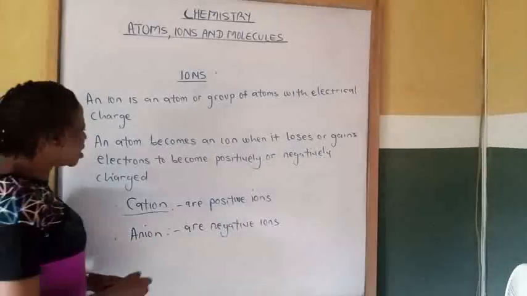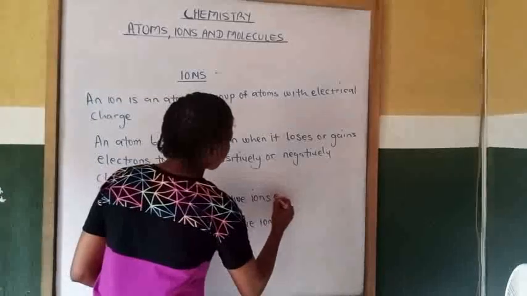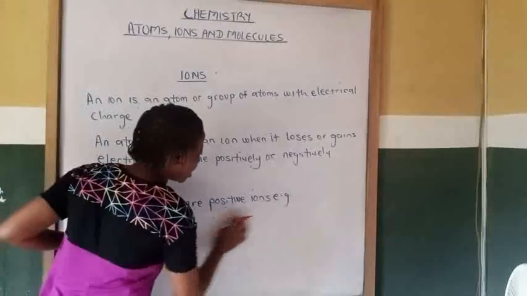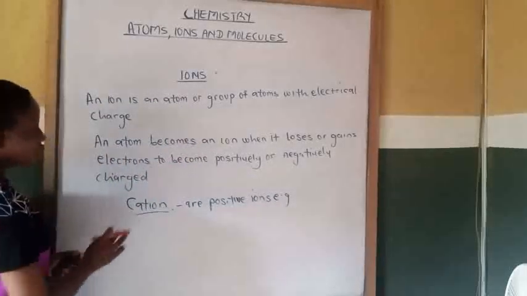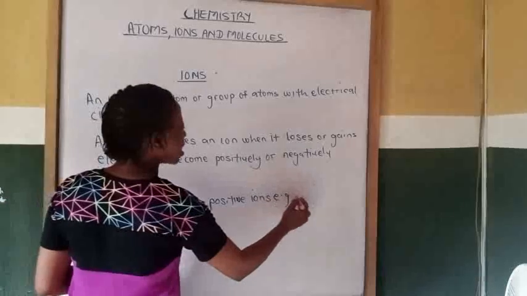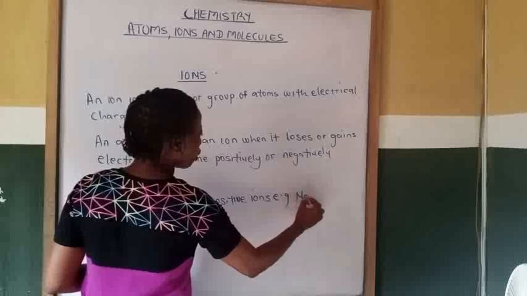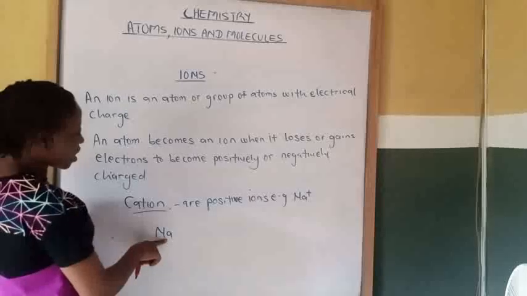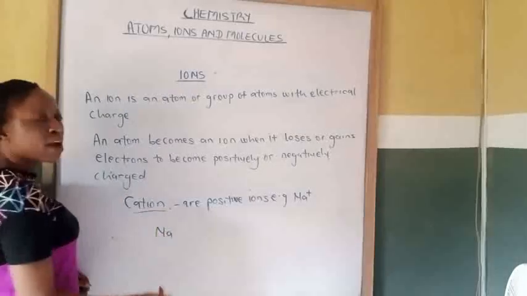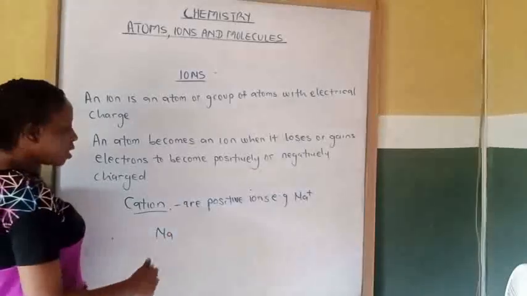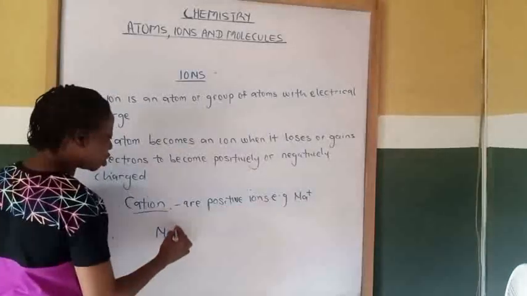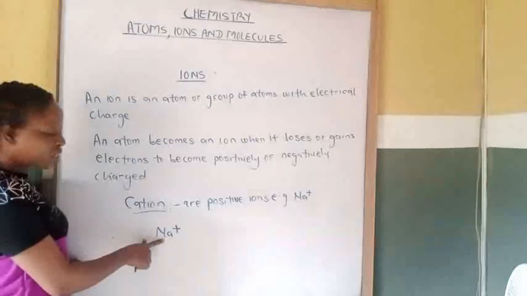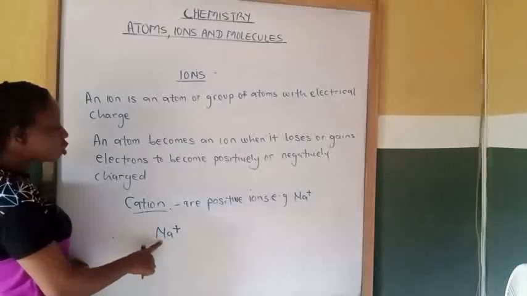Now let's write examples of cations. Examples of cations are the sodium ion. When sodium is standing on its own, you call it an element. When it comes to a chemical reaction, you call it an atom. Then when it now carries a positive charge, you don't call it an atom or an element. You call it an ion, so you call it sodium ion.